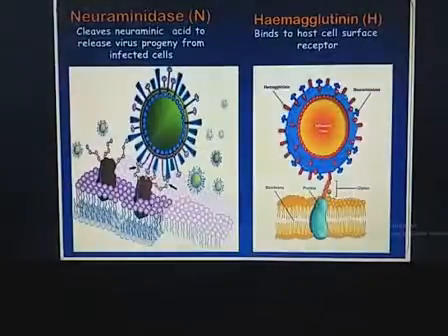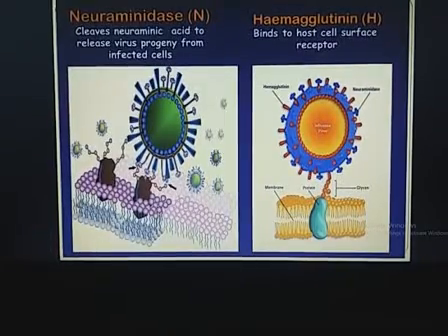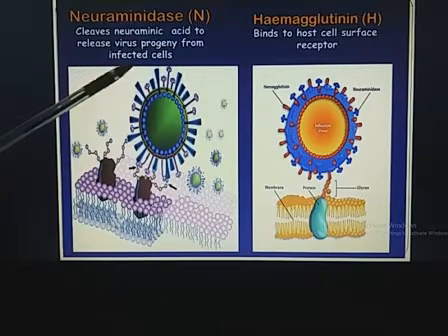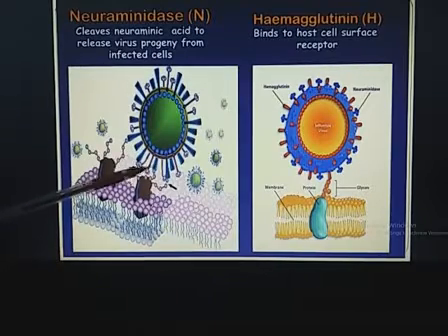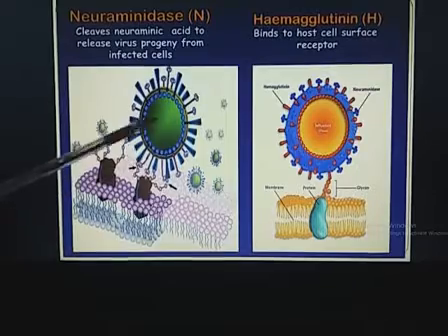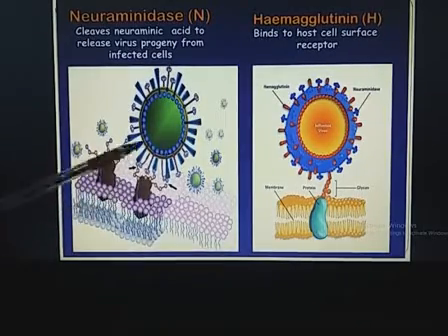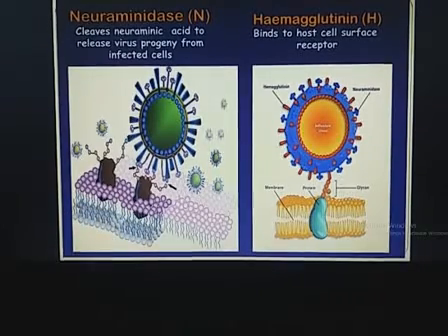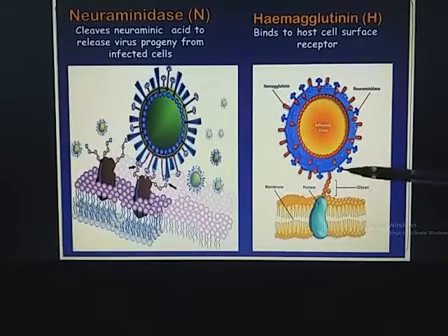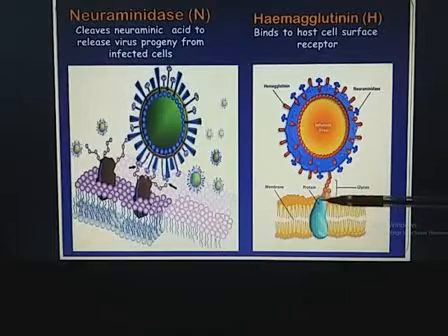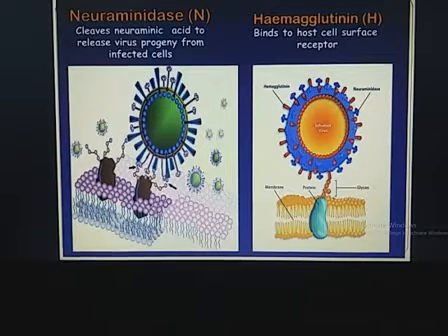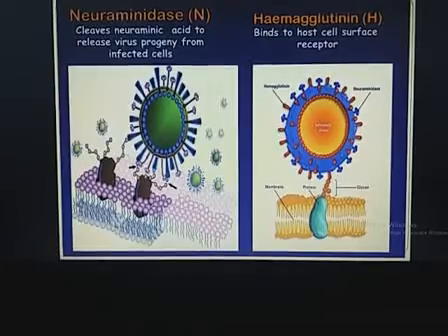So basically this is neuraminidase and hemagglutinin. Neuraminidase cleaves the neuraminic acid present in the host cell and releases the virus progeny from the infected cell. So with the help of the neuraminidase enzyme, the virus exits from the infected cell after releasing several virus progeny. In case of hemagglutinin, it binds with the host cell surface, which contains sialic acid, and with the attachment to the sialic acid, the hemagglutinin makes a complementary binding, and finally the viral particle will infect the host cell.